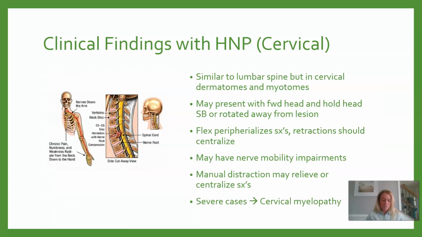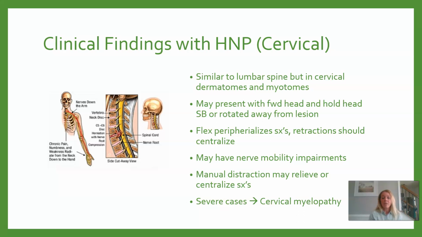Clinical findings with a cervical herniated disc. It's going to be very similar to the lumbar spine, but we're going to follow the cervical dermatomes and myotomes as far as sensory loss and motor loss. The patient may present with forward head, and they may side bend and rotate away from the side of pain. Just like in the lumbar spine, flexion tends to peripheralize the symptoms, meaning it sends them down the upper extremity. Cervical retractions, if you're not familiar with them, are on a slide later. They should help to centralize the patient's symptoms. So again, movement is affecting the patient's pain.